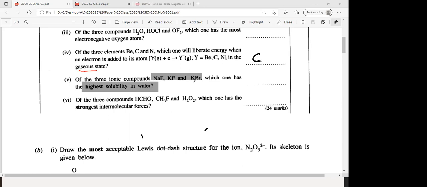So which one is the weakest one? KF and NaF are a little stronger, right? NaF and KF are a little stronger than KBr. Which one is easy to break the lattice and to dissolve in water?